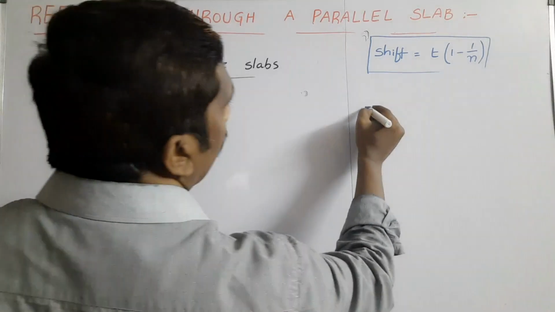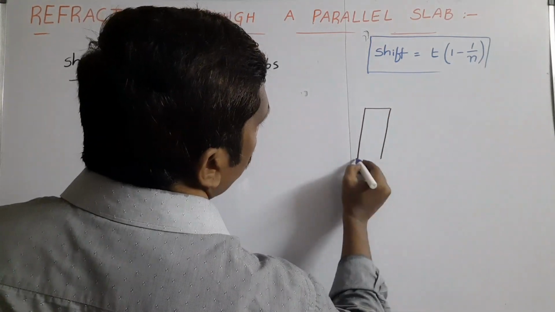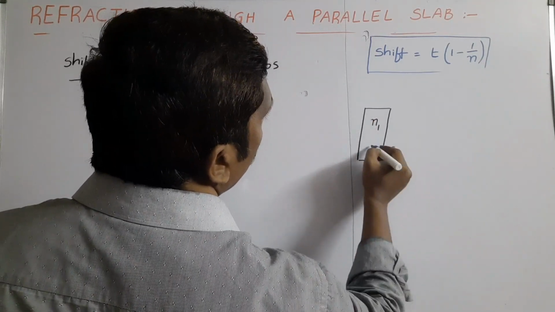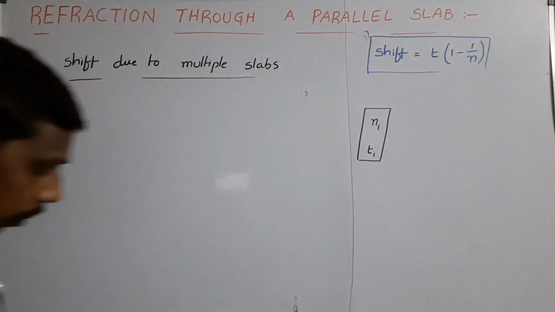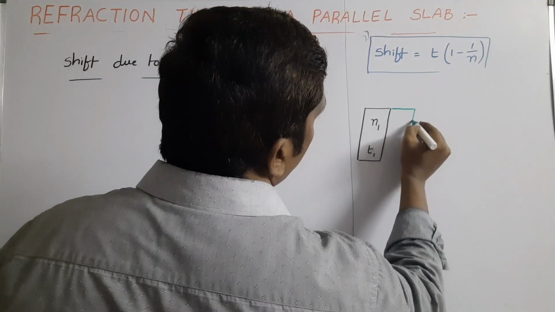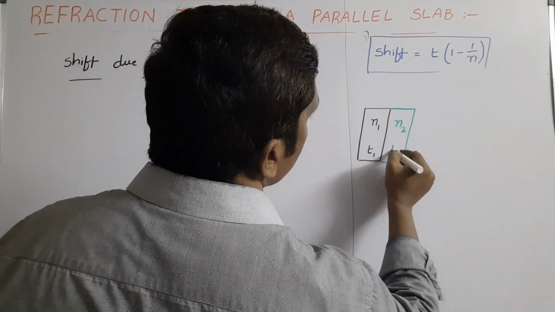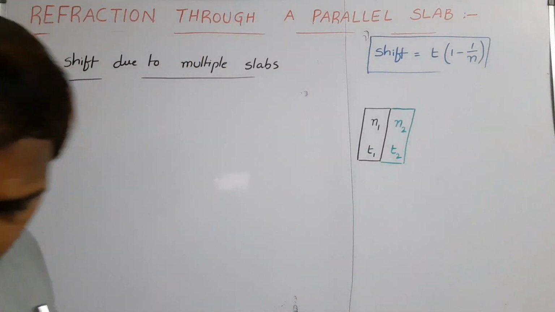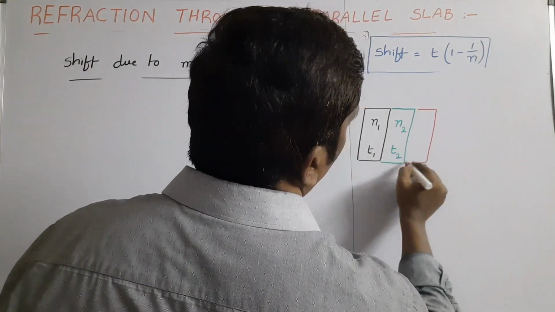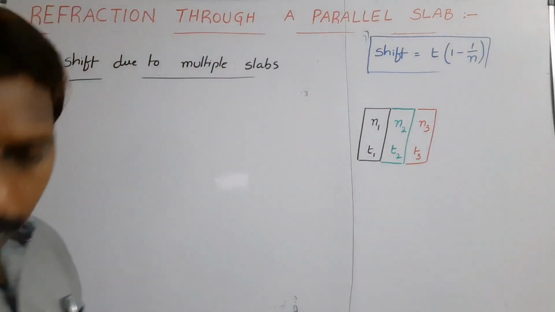Here we place a number of glass slabs. Suppose this one has refractive index n1 and its thickness is taken as t1. Next, another glass slab of refractive index n2 and thickness t2. Next, you take a third glass slab, with refractive index n3 and thickness t3.